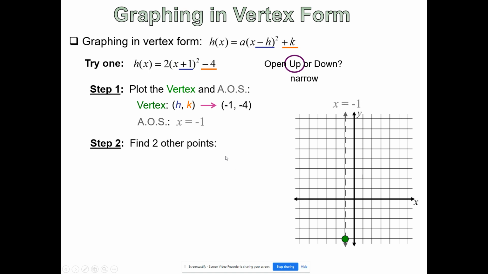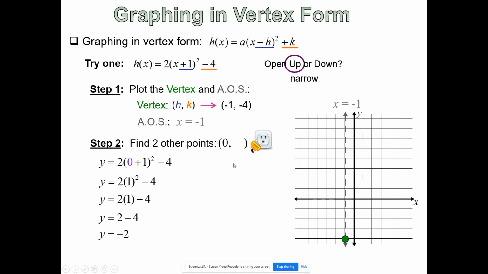Let's pick a couple points. I'm at negative 1 now, so I'm going to choose an x value of 0 and an x value of 1. See what I get. Okay, so I'm trying the x value of 0 first. I'm going to plug that into my function to see what my y value is. Order of operations, square it. 2 times 1 is 2. 2 minus 4 is negative 2. So I have a point 0, comma, negative 2 right there. Boom.